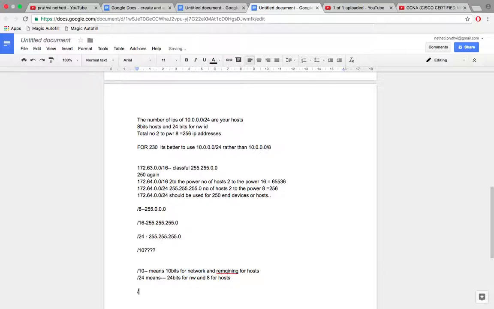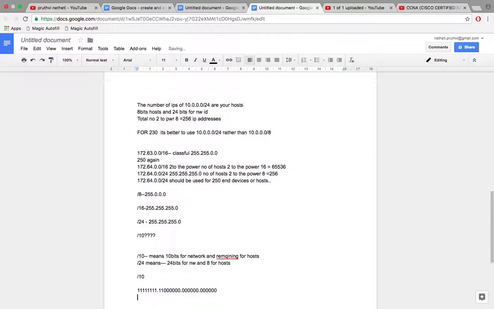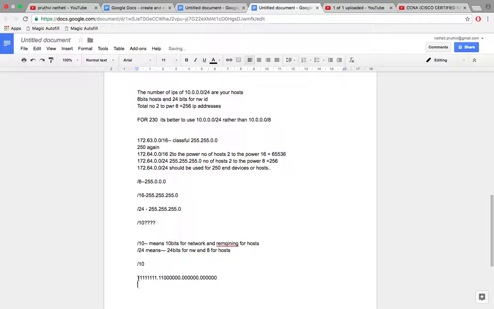Now let's see how /10 looks. An octet is 8 bits: 1, 2, 3, 4, 5, 6, 7, 8. Eight are filled, and you have 2 remaining, 1, 2, and the rest are zeros. This is how /10 looks: 8 plus 2, 10. So this is how /10 looks in binary format.